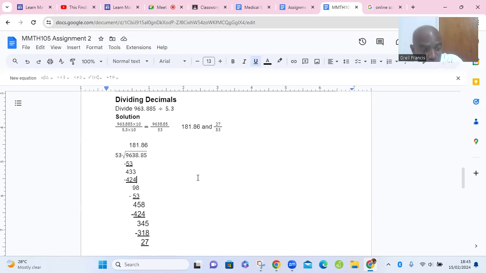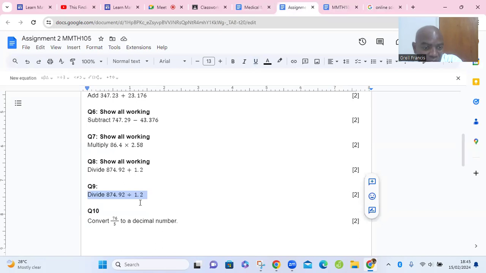So basically what you do, you want to divide by a whole number. So you multiply both the dividend and the divisor by the number of decimal places, in multiples of 10. Because it's 5.3, one decimal place is 10. If it's two decimal places, multiply by 100. So if you go to the assignment now, the assignment is one decimal place. So you'll multiply by 10.